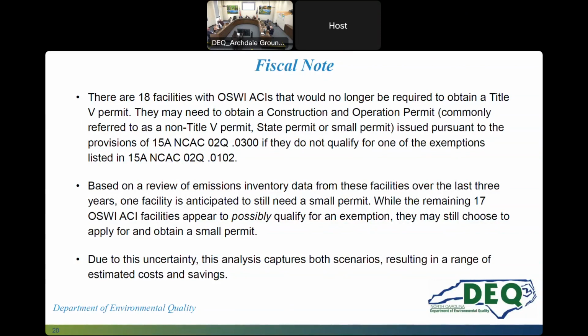And a facility may want to hold a small permit for a variety of reasons, such as to allow growth in future operations that may result in actual emissions greater than the threshold. So due to this uncertainty, this analysis captures both scenarios, resulting in a range of estimated costs and savings. So we have a scenario where just one facility will have a small permit, and a scenario where all 18 facilities have a small permit.